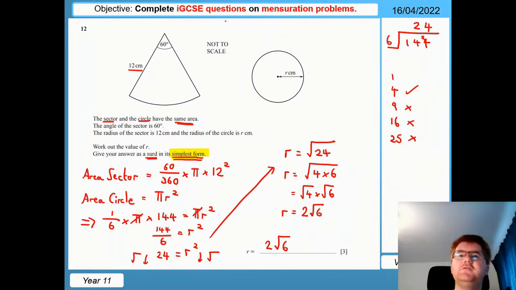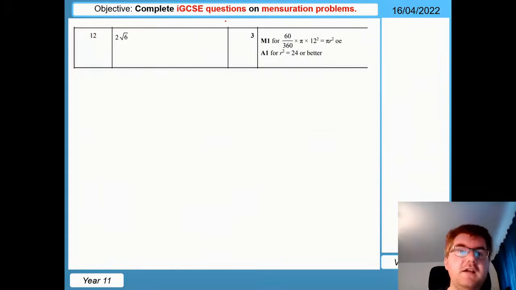Now some of these mensuration questions often end up on the most difficult part of the course, and they often integrate other skills into the question. Your equation solving, and in this case, simplifying surds as well. Right, so you can have a quick look at the solution there, and let's move on to the next one.